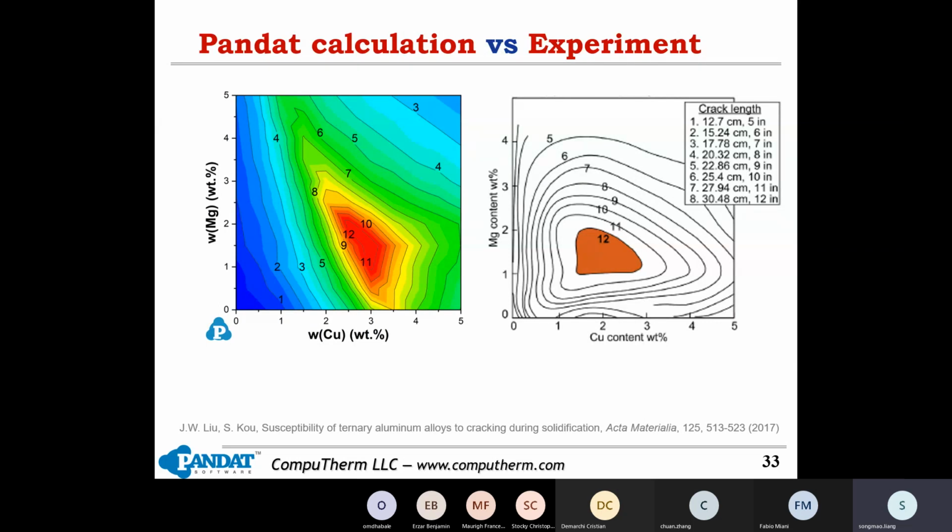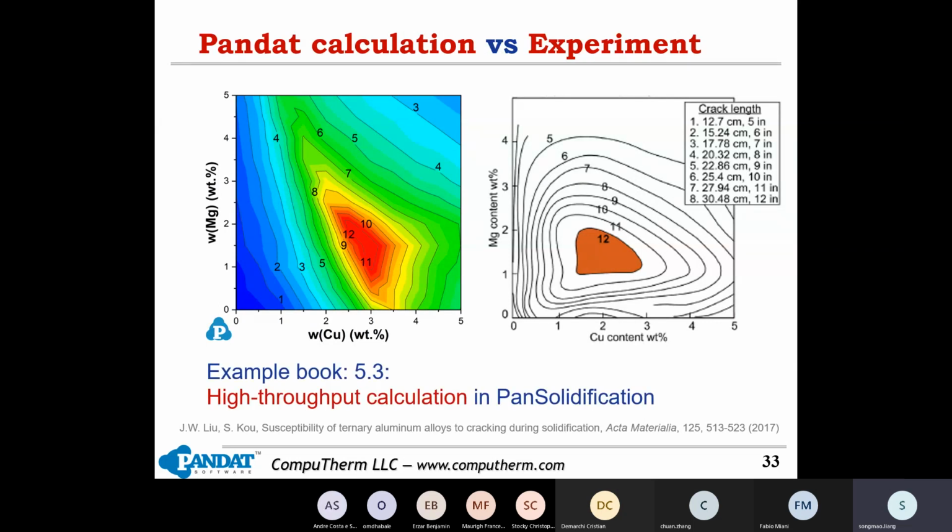For more details, you can refer to our example book 5.3. We have an example to demonstrate how to do this step by step. This calculation is performed in our Solidification module, where we considered back diffusion. For Scheil and equilibrium, a similar calculation can also be done in the phase diagram module. So that is this example.